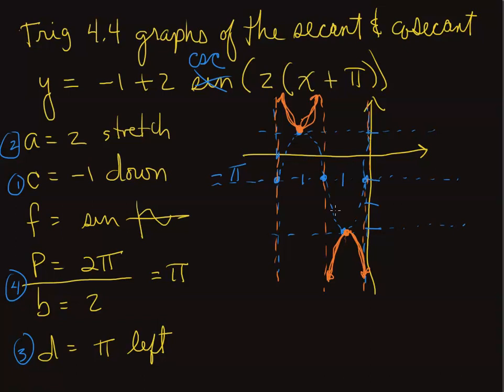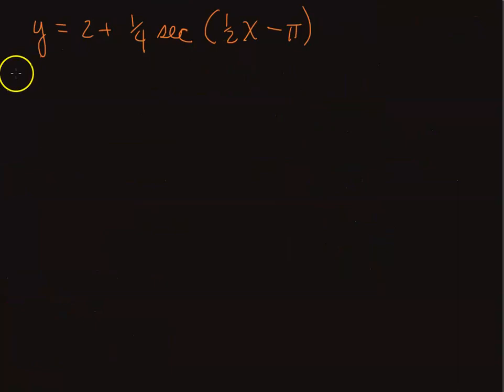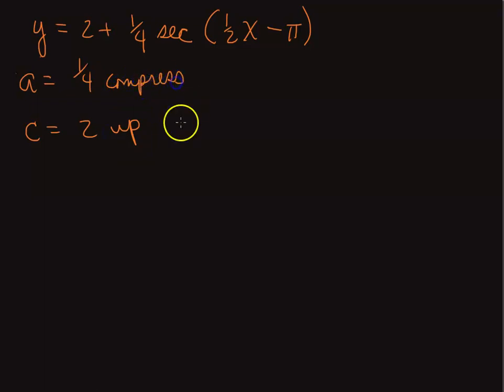Let's do another one. So here it is. Y equals 2 plus 1/4 secant (1/2 x minus pi). What is A? 1/4. So it's only going to go up and down a fourth. Gotta make this a little wider this time. C is 2 up. A is a compression. The function is secant.